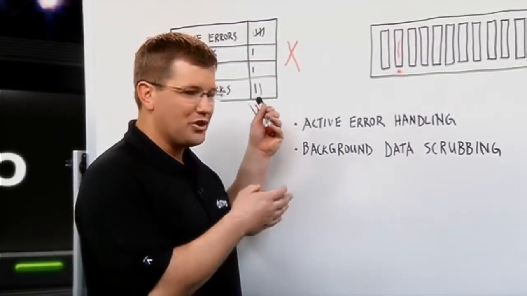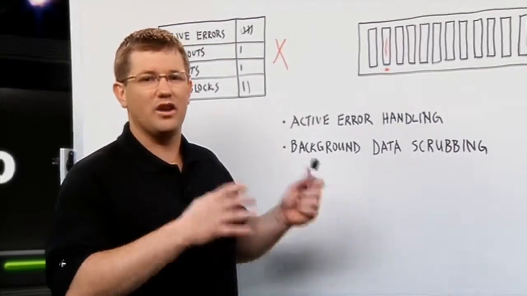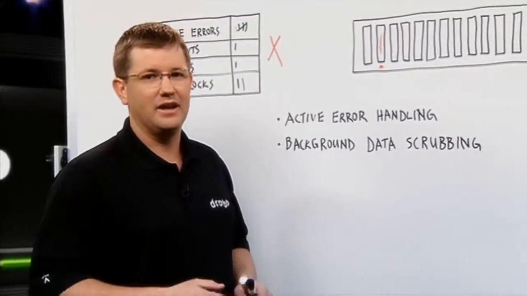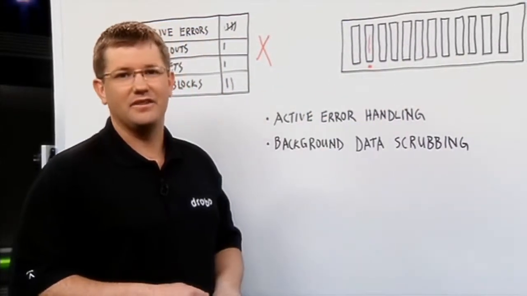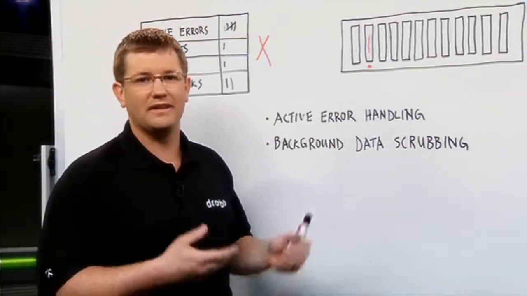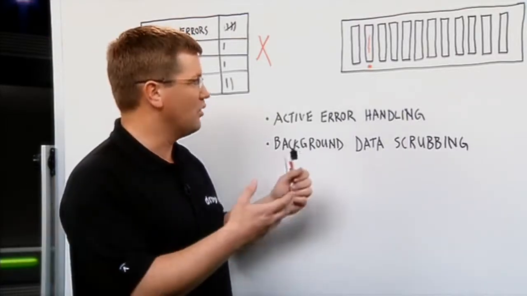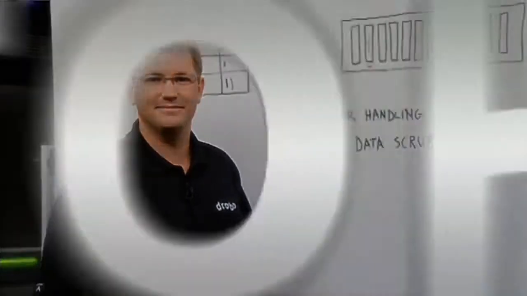So when you're actively using the array, we're always checking the drives, and even when you're not actively using the array, we're leveraging that free time to go around the array and find challenging areas. So Drobo is a very automated storage array, and this is just one of the ways Drobo operates behind the scenes to ensure it stays as healthy as possible.